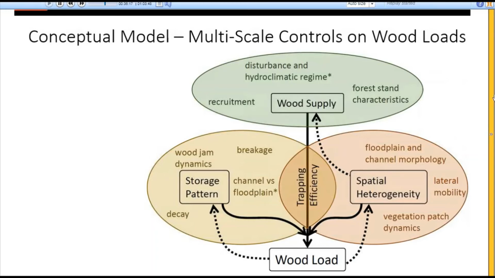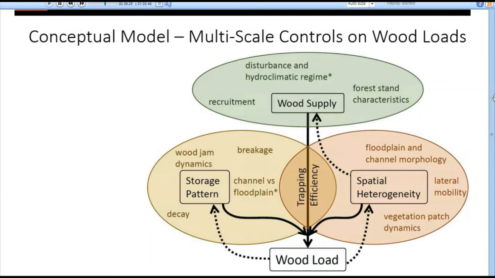But of course, no matter how much wood is being dumped into a river, you need something in the channel to trap that wood. I refer to that as the reach-scale trapping efficiency, which, based on some modeling I've done, I would suggest is a function of two things. First, storage pattern: whether wood tends to be stored as individual logs or as wood jams. And as I said previously, wood jams tend to act as a sort of positive feedback, storing more wood.